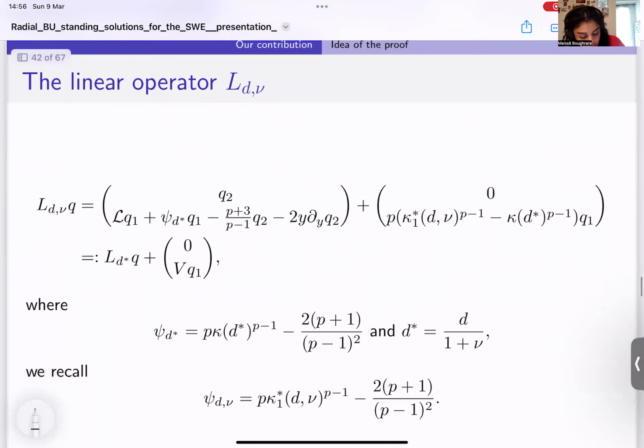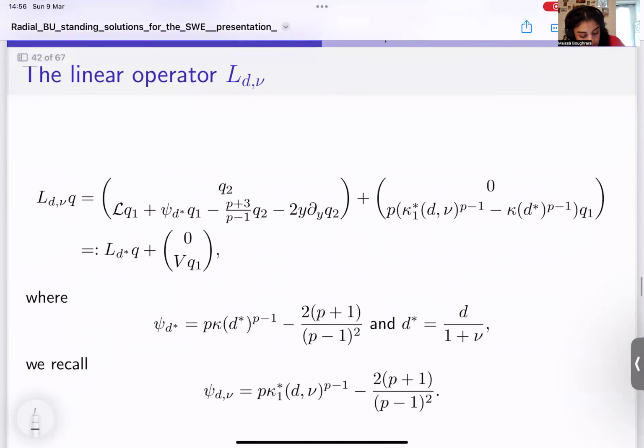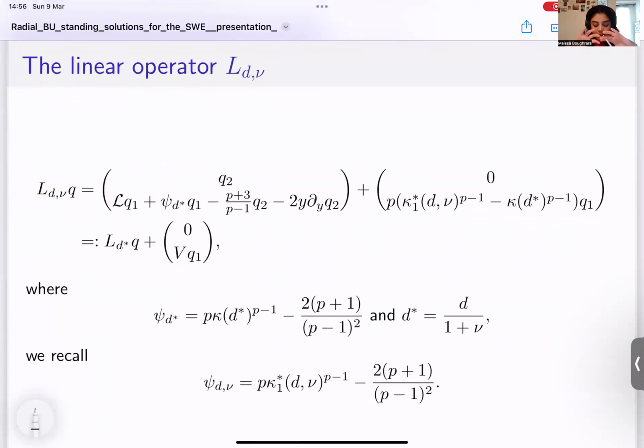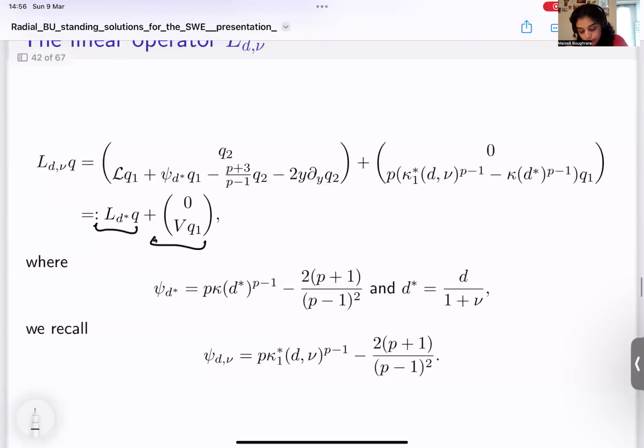We're going to separate this operator into two parts. The first one we're going to call SD star of Q, and the second part is a potential that is going to be very small. So why is this potential very small? This one. Here we have kappa 1 d nu.